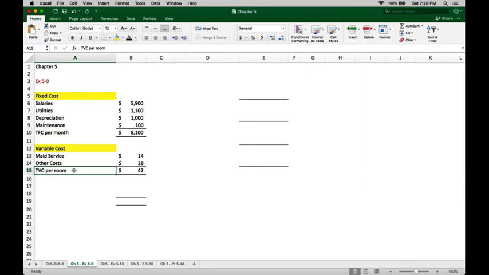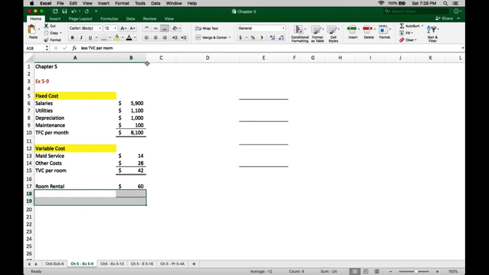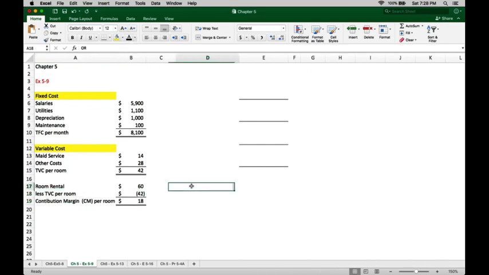room. $42 per room. We've been told that the average room rental charge is $60. We calculated the variable cost to be $42. Therefore, my contribution margin per room is $18.